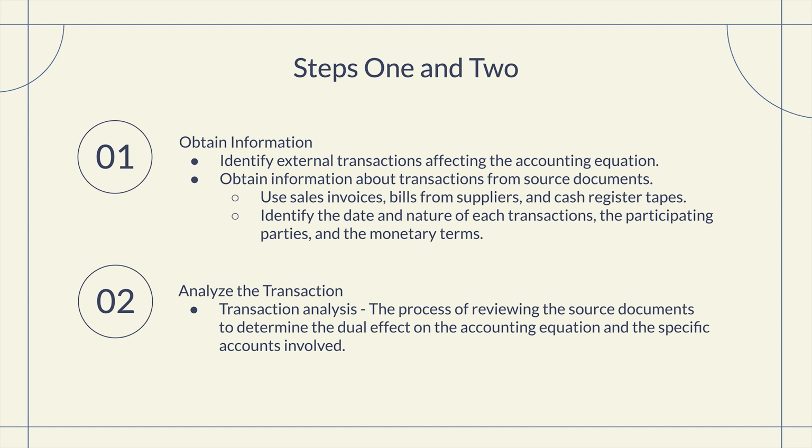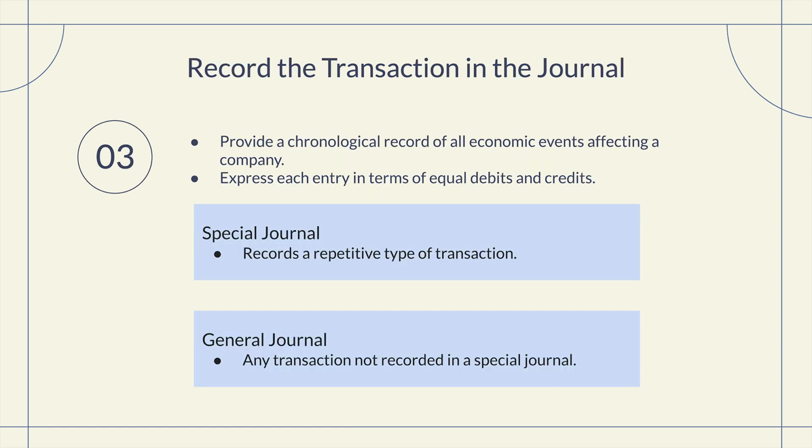With this information, the second step in the processing cycle is transactional analysis. Transactional analysis is the process of reviewing the source documents to determine the dual effect on the accounting equation and the specific accounts that will be used to classify the items of analysis. The third step in the process is to record the transaction in the journal. Journals provide a chronological record of all economic events impacting the company. Each journal entry is expressed in terms of equal debits and credits to the accounts affected by the transaction being recorded. Debits and credits represent increases and decreases to specific accounts, depending on the account type as explained earlier.